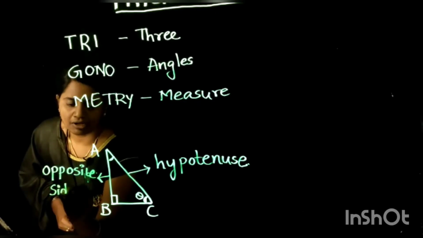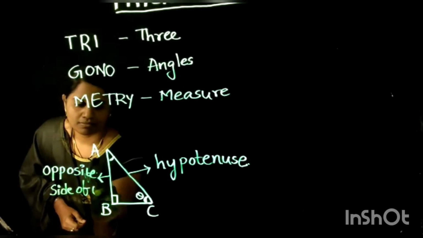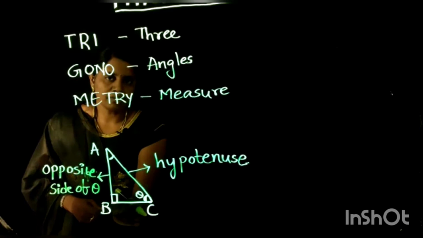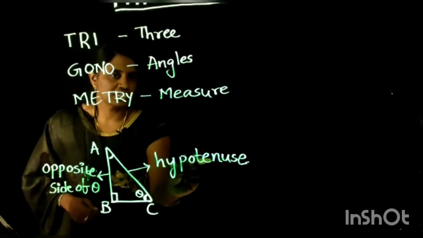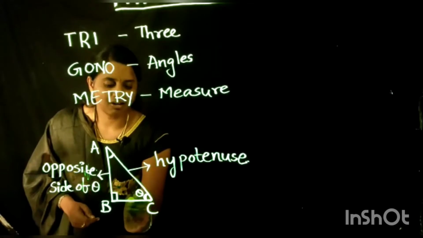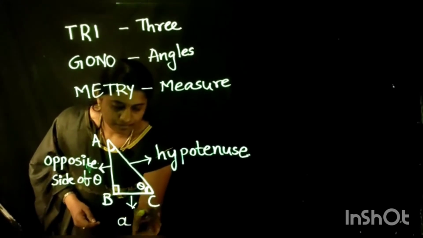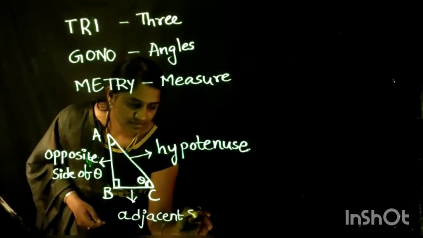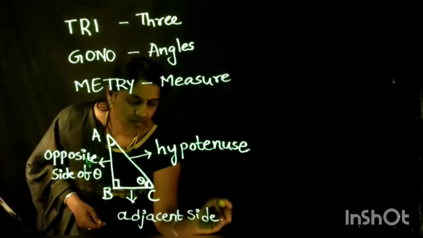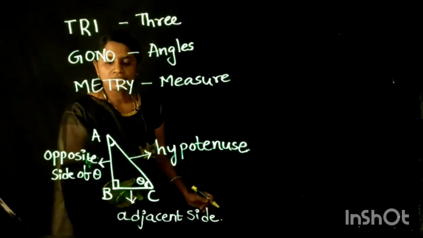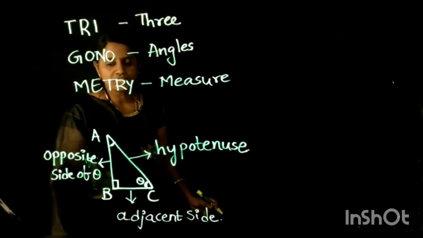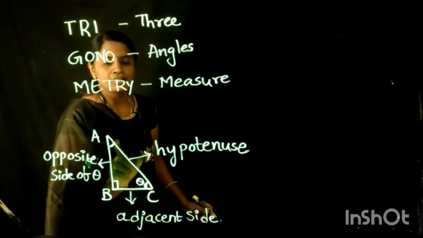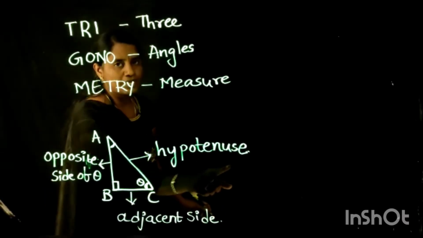Next, the angle theta is made with AC and BC. The largest side is always the hypotenuse. The remaining side is called the adjacent side. Here the side opposite to angle theta is called the opposite side of theta. This BC is called the adjacent side of theta. The largest side is always the hypotenuse.